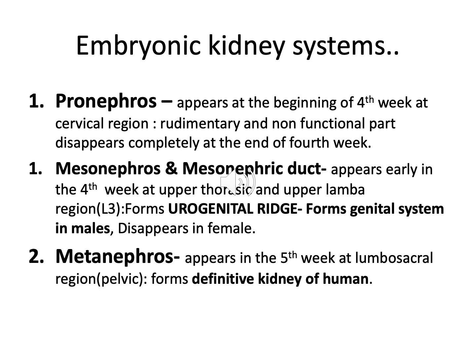The mesonephros and mesonephric duct appear early in the 4th week of gestation at the region of upper thoracic and upper lumbar region, and this is a temporary functional kidney. The mesonephros and mesonephric duct are involved in the formation of the urogenital ridge that involves the male genital system, but the urogenital ridge disappears in the female. The metanephros appears around the 5th week of gestation at the lumbosacral region, and it involves the formation of the definitive and functional permanent kidney of humans.